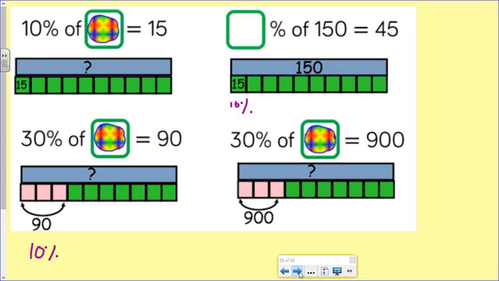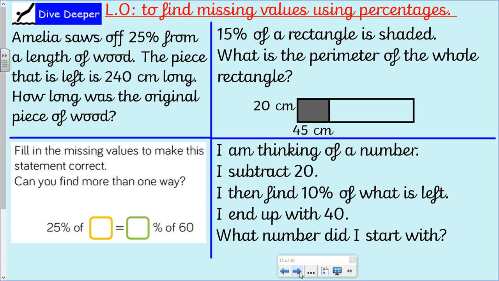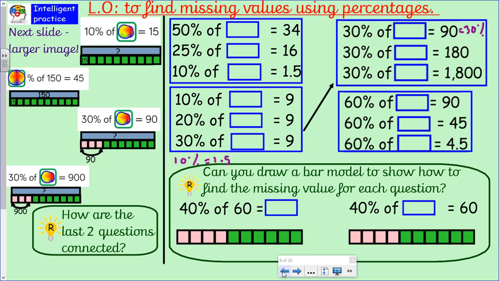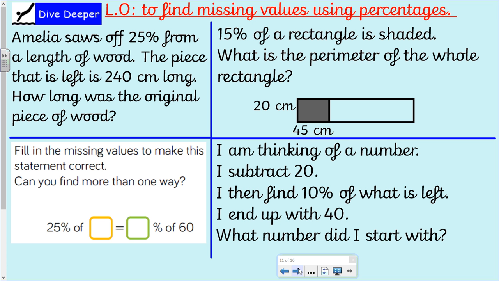So we've seen that. This is your dive deeper. Now, really, people, I need you to understand the intelligent practice. Make sure you have got that before you attempt the dive deeper. If you're struggling on the intelligent practice, let your teacher, Mrs. Thorns, know. So, 4 questions. It doesn't matter what order you do them in. I would maybe go 1, 2, 3, 4.